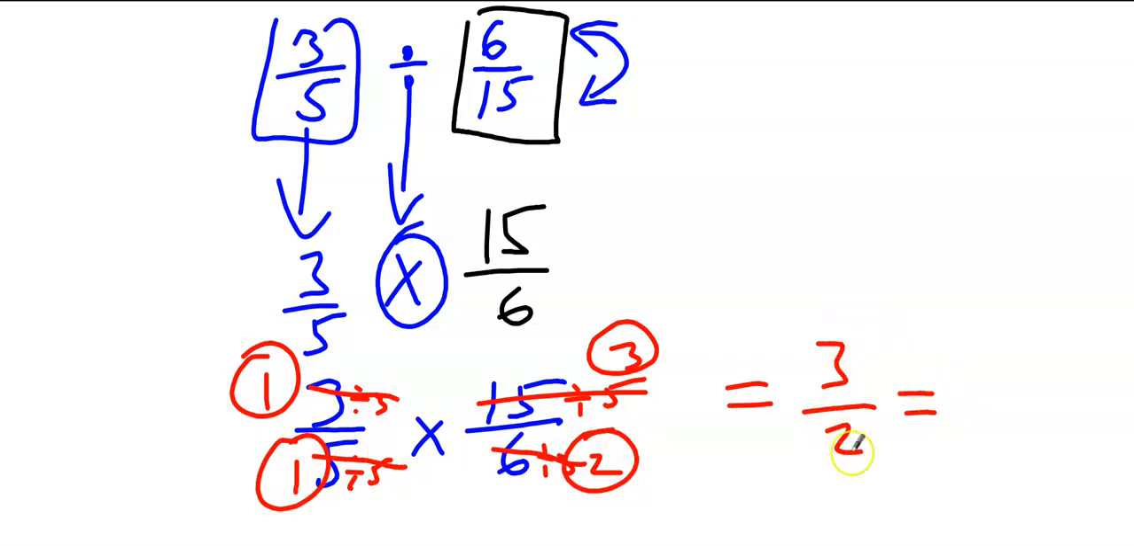We have an improper fraction. You can't leave it that way. 2 goes into 3 one time, remainder 1. Your denominator stays as 2.